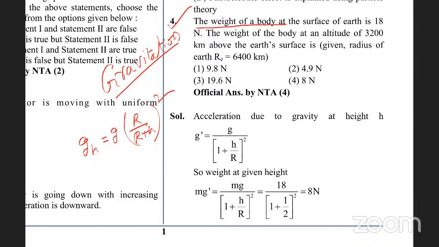The weight of a body at the surface of the Earth is 18 Newton. The weight of the body at an altitude of 3,200 kilometers above the Earth's surface. The radius of the Earth is given as 6,400 kilometers. So now by applying this formula, you can get the answer. So the answer is 8 Newton. It's a straightforward formula-based question in gravitation.